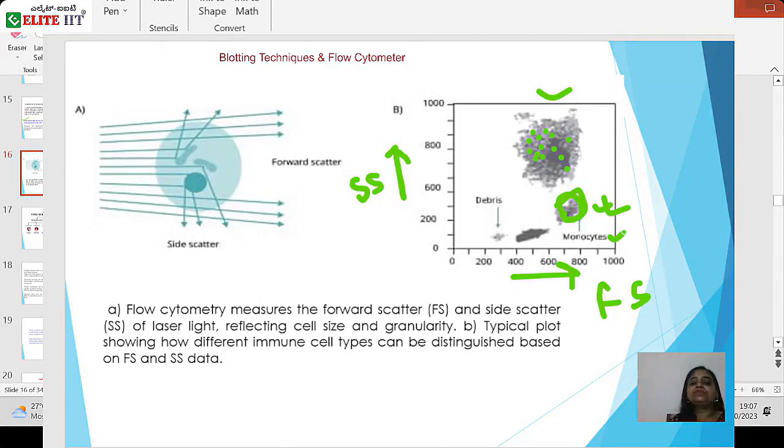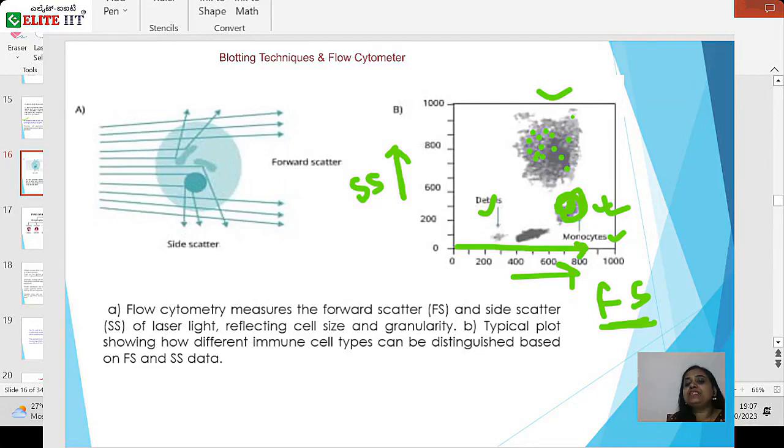If you consider the monocytes, in this case the X value is higher, but the Y value is less, right? X value higher means FS value higher. FS value higher means the size of this molecule is higher, right? According to the size, if the size is larger, in that case the FS value will be higher, as I told you. Monocyte is showing that the X value is in a higher position as compared to this debris.